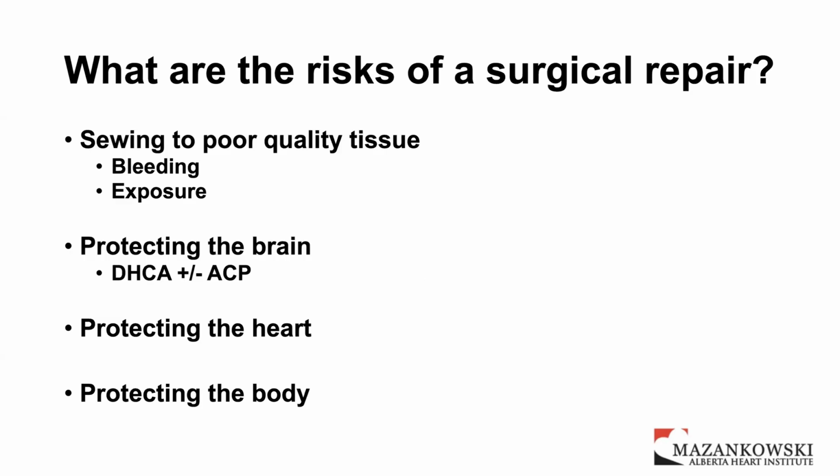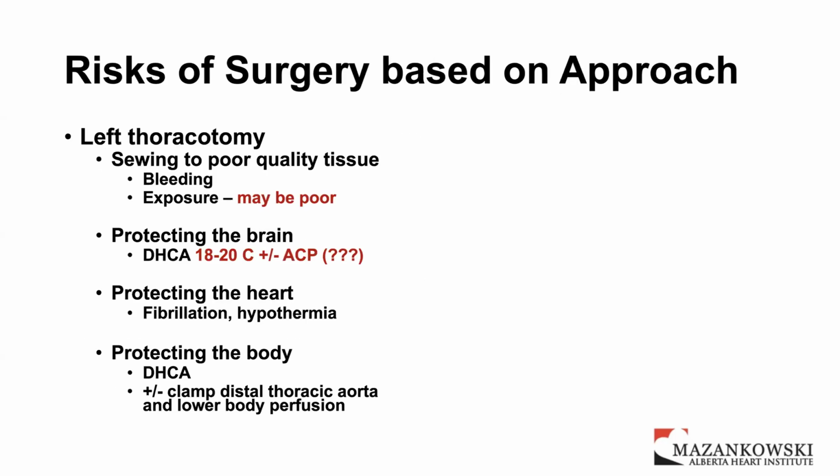Anytime we do open surgery, we can deal with bleeding and bad exposure, dealing with poor quality tissue, which was always the case, whether it's type A or type B dissection. We have to protect the brain, protect the heart, protect the body, and that's what I said in the first portion of the talk. So left thoracotomy approach, very common approach, but we don't do it often, fortunately. You're often sewing to poor quality tissue. Bleeding is a reality. Exposure can be quite challenging.